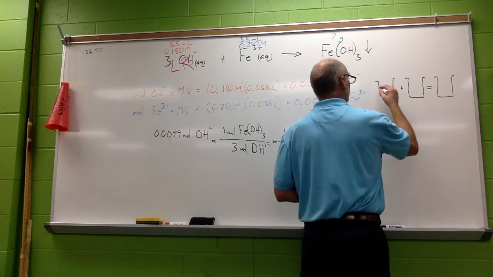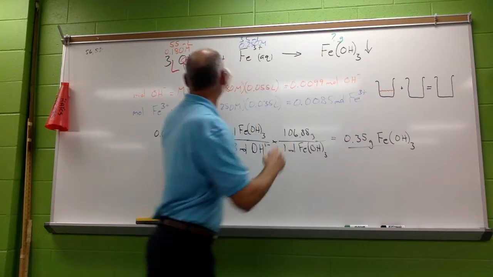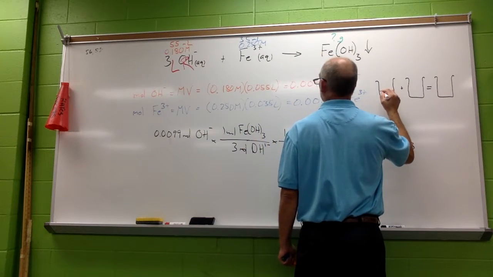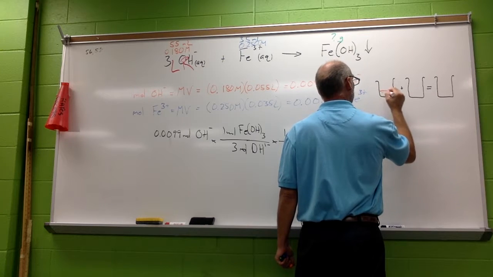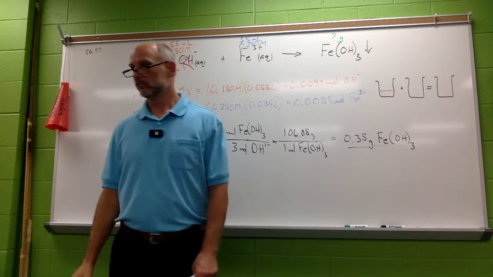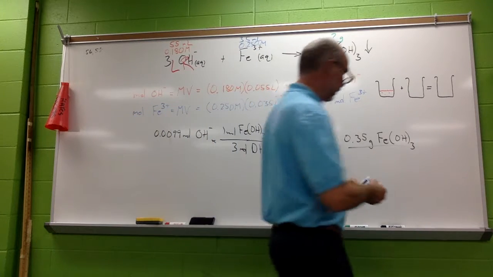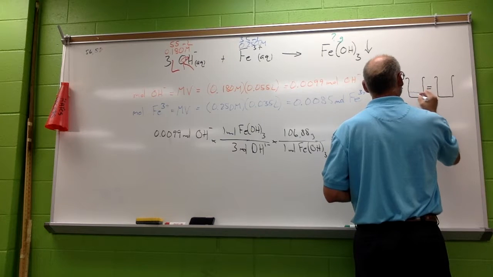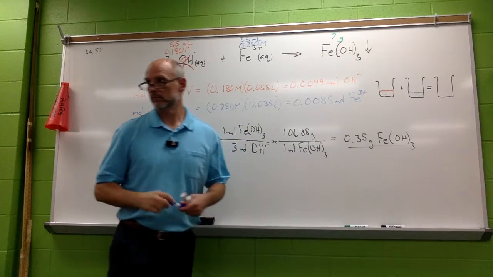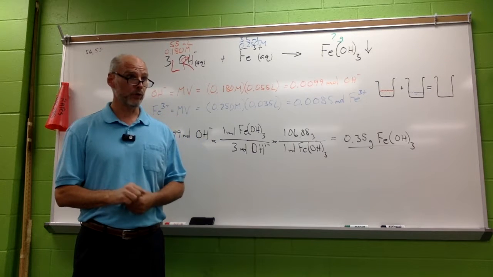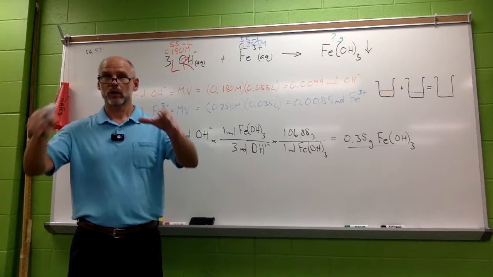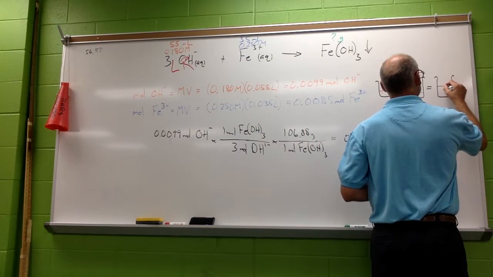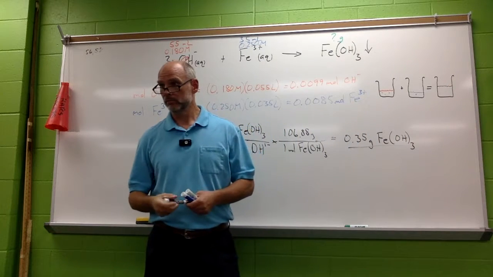All right, now, this is going to represent the 55 milliliters of the hydroxide. I'll put 3 hydroxides. This is going to represent the iron 3. I'm going to put 1 of those. What are we going to do with those 2 solutions? We're going to add them together to produce a larger volume.